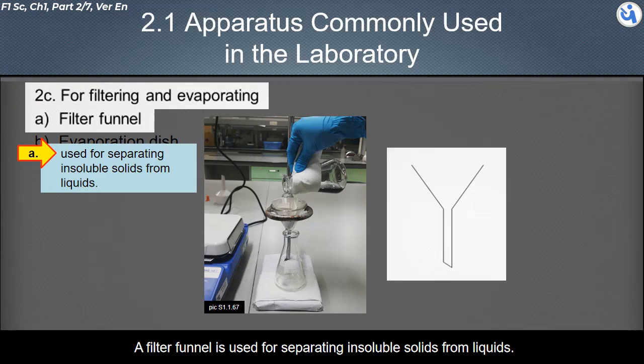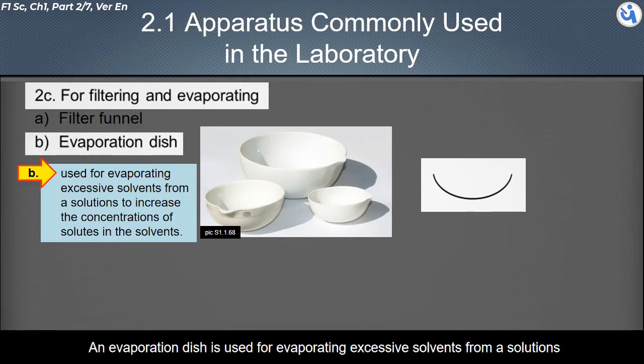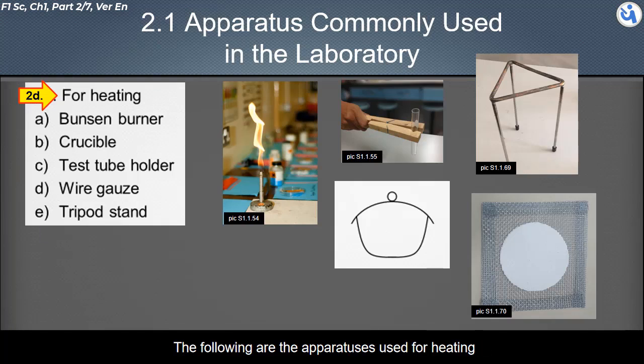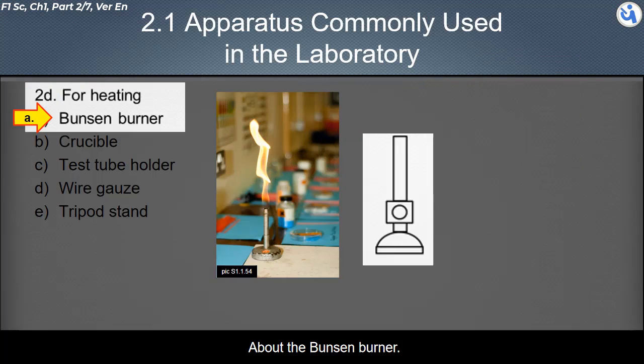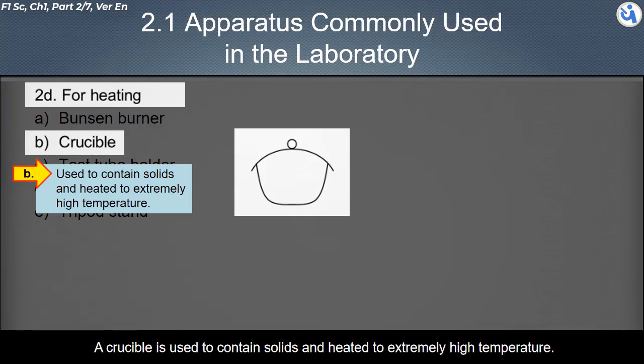The following are the apparatus used for filtering and evaporating. About the filter funnel. A filter funnel is used for separating insoluble solids from liquids. About the evaporation dish. An evaporation dish is used for evaporating excessive solvent from a solution to increase the concentration of solutes in the solvent. The following are the apparatus used for heating. About the Bunsen burner. A Bunsen burner is used to produce a single open gas flame, which is used for heating. About the crucible. A crucible is used to contain solids and is heated to extremely high temperatures.